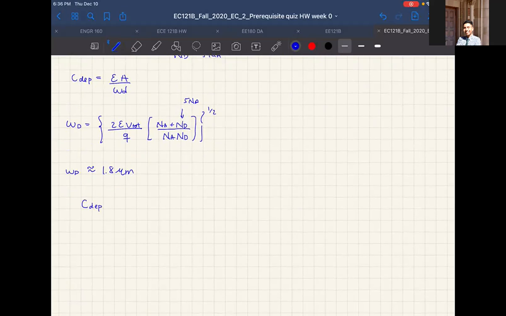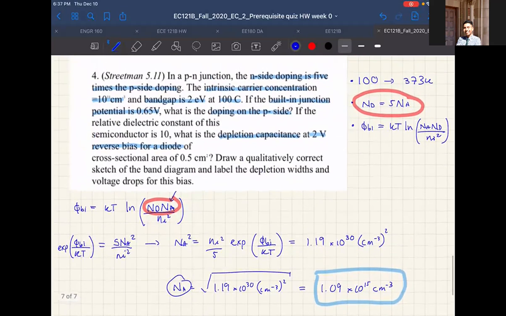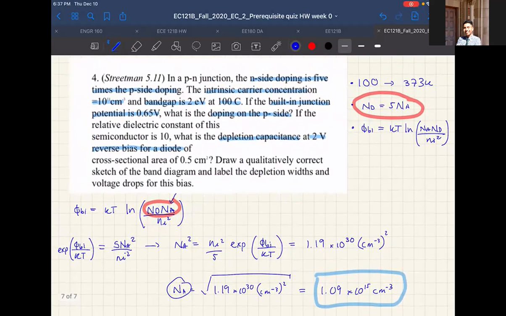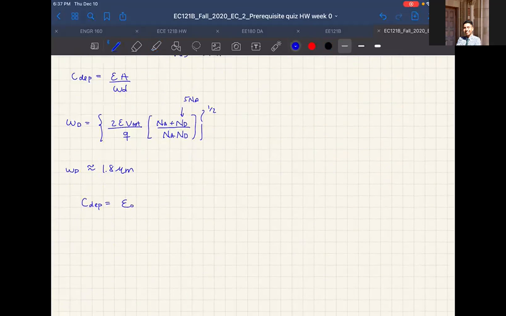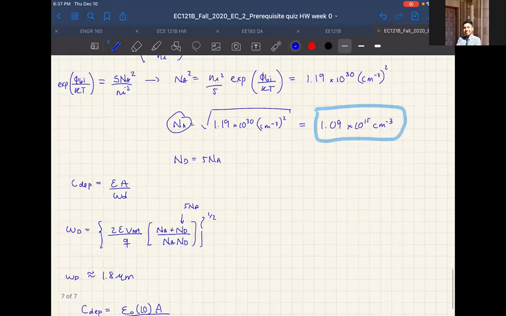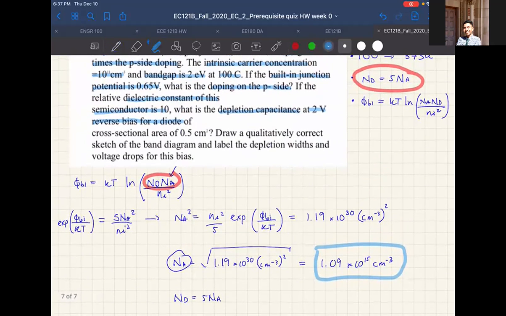Okay, so now that you have the depletion width, you can just go to the capacitance. And I believe they give us epsilon. They tell you that the dielectric constant of the semiconductor is 10. So this would be epsilon naught times epsilon relative, which is 10, times the area over the depletion width. They also give you the area.